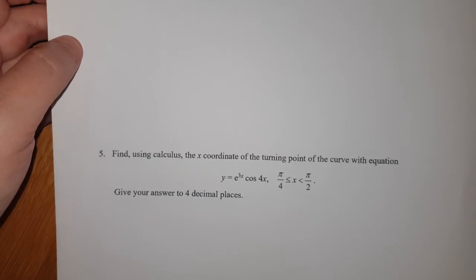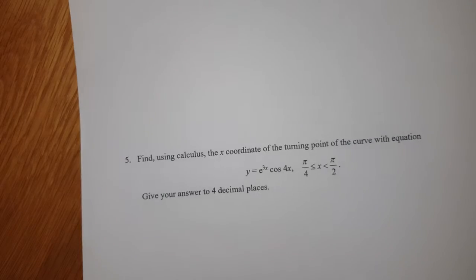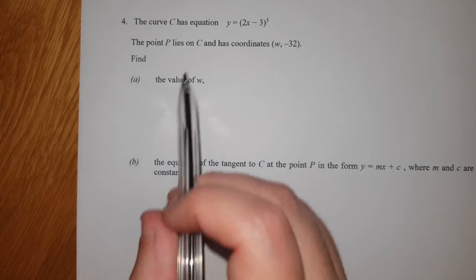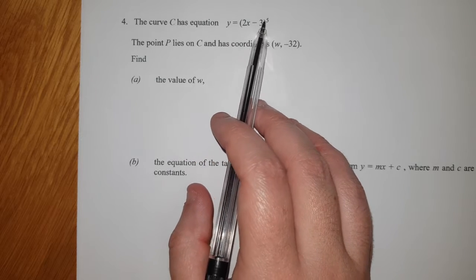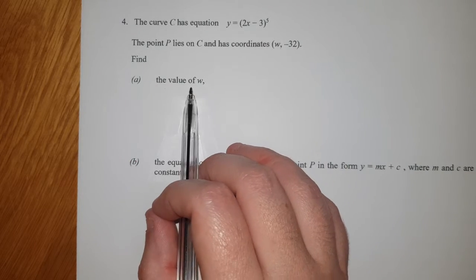Right, let's see how far we can get. So if we look at question 4, you might just about get these onto this video. For question 4, you've got y is (2x minus 3) to the 5. The point P has coordinates (w, minus 32). Find the value of w.